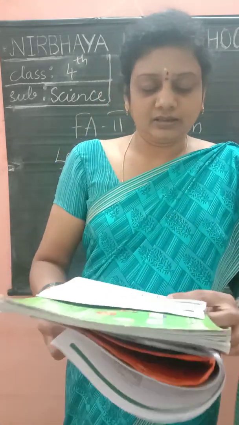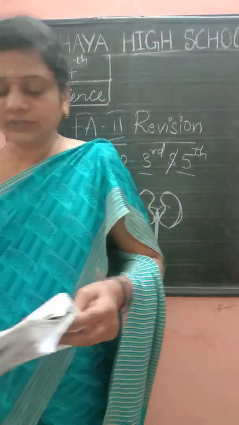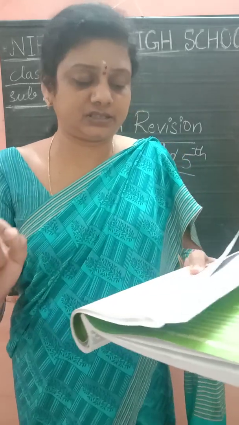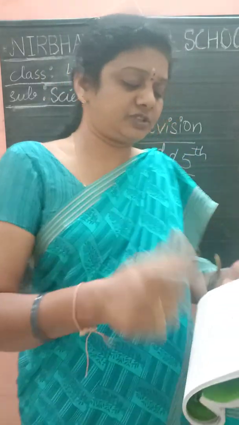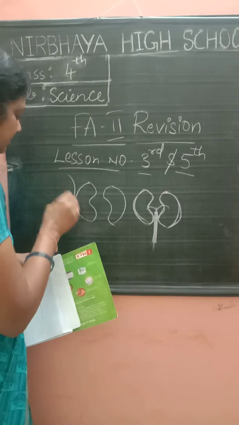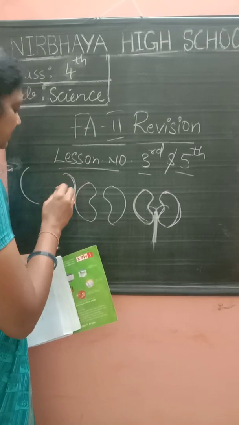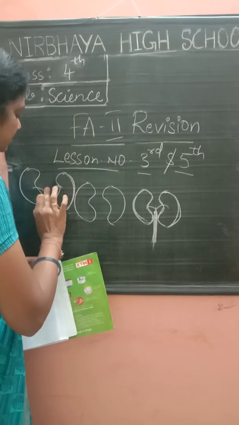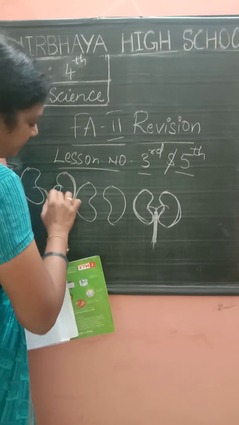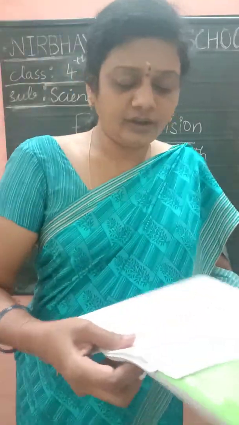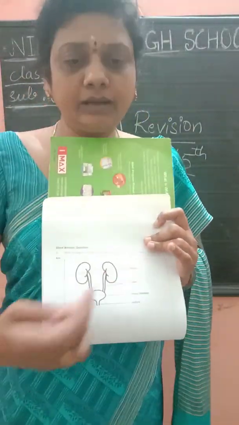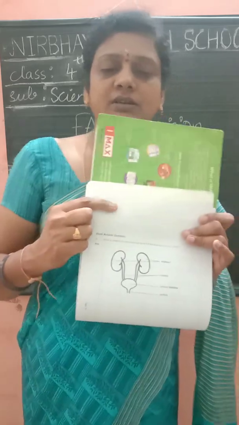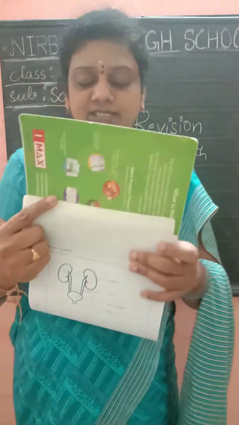And the seventh one children. Draw a diagram and label the parts of the human excretory system. It's very easy children. See here. You should write like this, and you have to draw like this. You have to draw and label the parts. Learn this children. Drawing is very important in science.